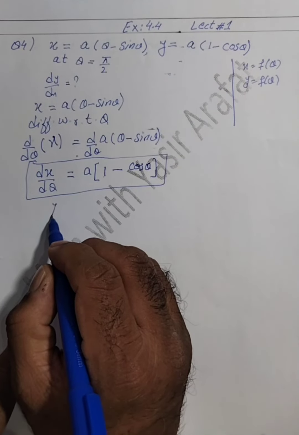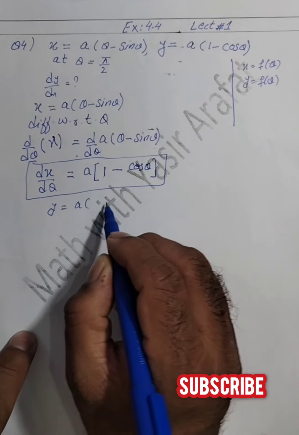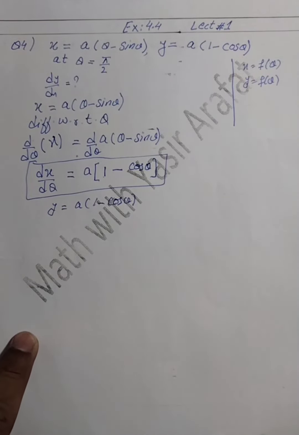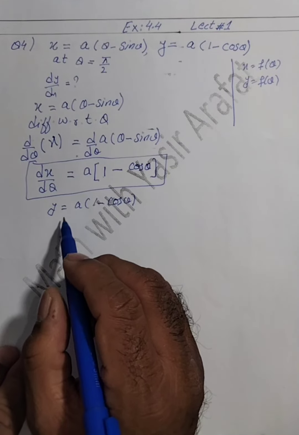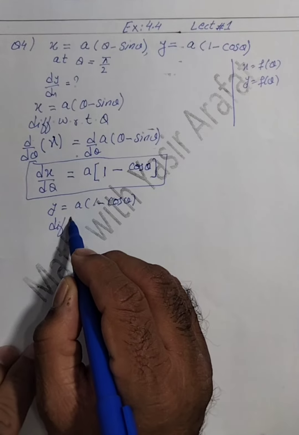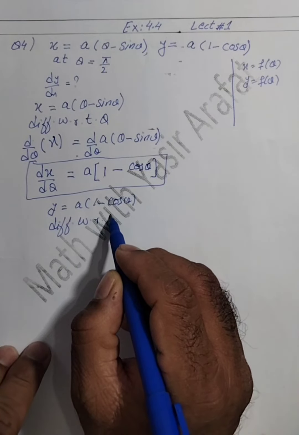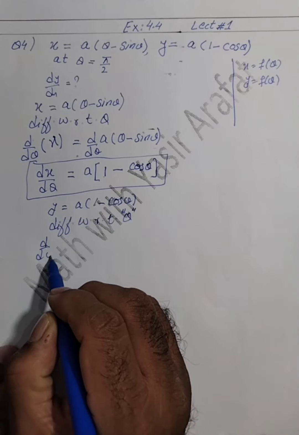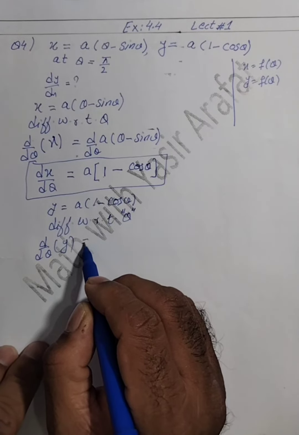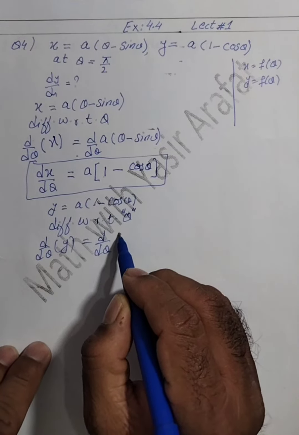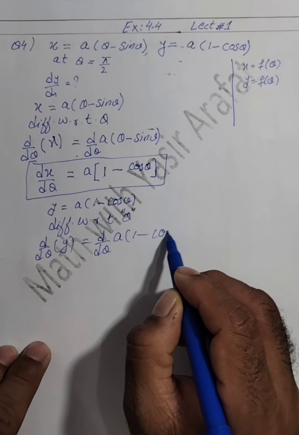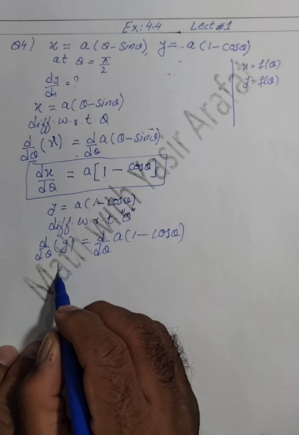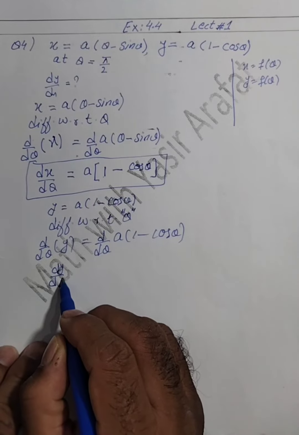Now take the other equation here, that is a times (1 minus cos theta). Here again we have to differentiate with respect to theta. So we just apply the operator d over d theta to a times (1 minus cos theta). So the derivative of y will be dy over d theta.